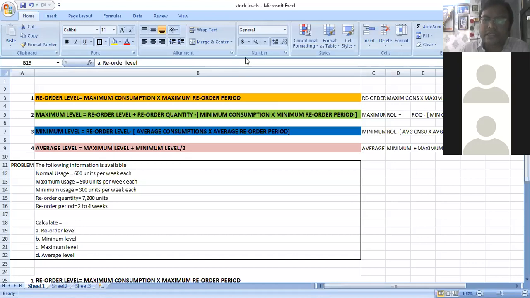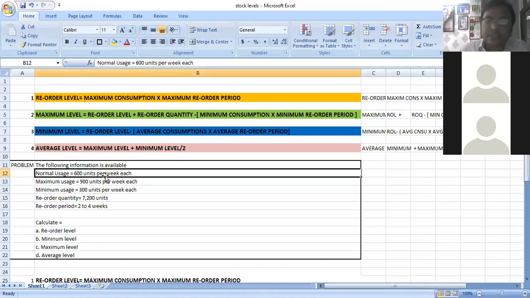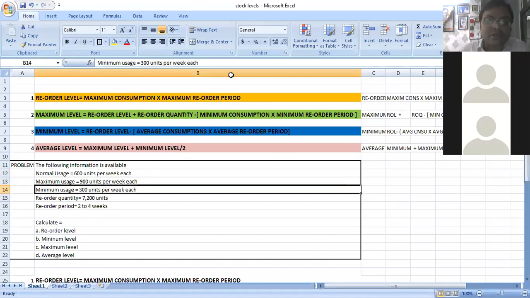So the reorder quantity is given. At the same time, the reorder period is also given. The normal usage is always given. Normal usage means average usage, so there is no need to calculate it again. The maximum usage and minimum usage are already given.